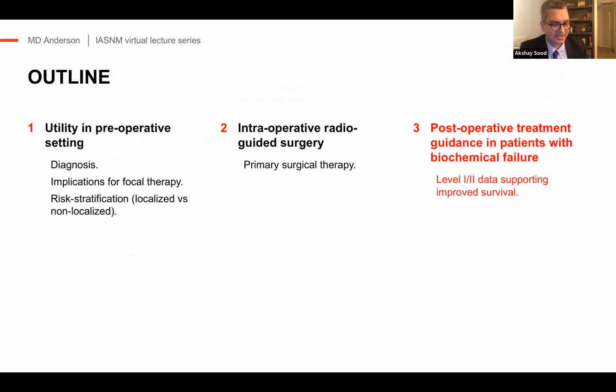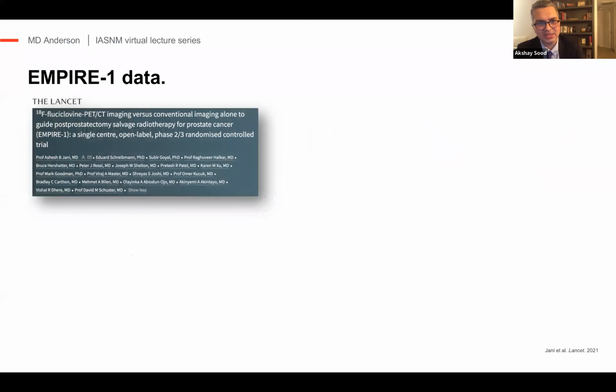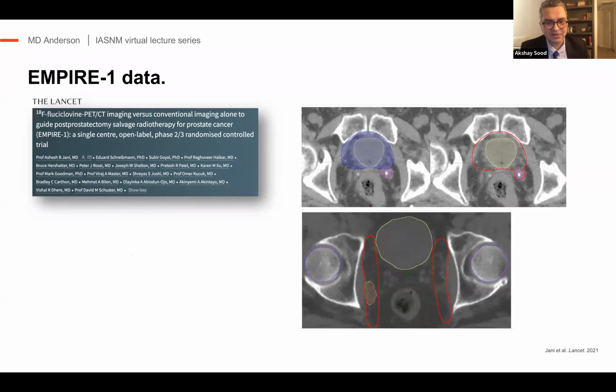And now the post-op setting. I won't take too long here because I know Dr. Savir touched on this last time, but I do want to mention two of the key studies. One study has come from Dr. Takulkar's institute, Emory itself. This is the EMPIRE-1 study, which was started back in 2012 with the fluciclovine PET scan. We all know that PET scan is really sensitive in improving the staging of the patient.